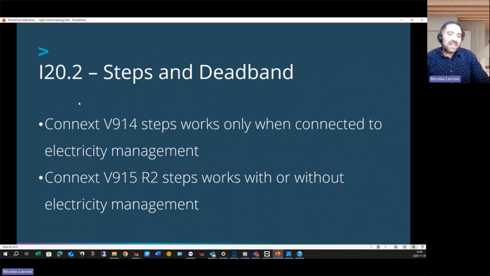Just note that in Connext version 9.14, the step works only when they are connected to electricity management. In Connext version 9.15 release 2, the step works with or without the electricity management. So if you want to delay your modulating light going on and off, it's really with the step control here that you will achieve that. In 9.14, unfortunately, you don't have that without the electricity management. They added that for all the controls in version 9.15 release 2.